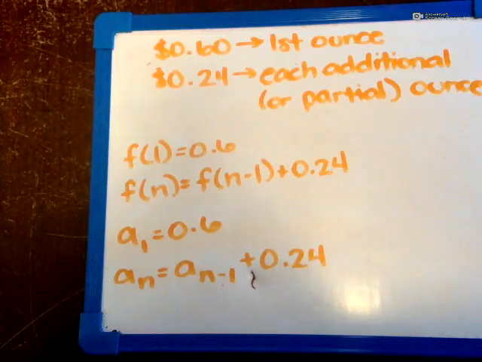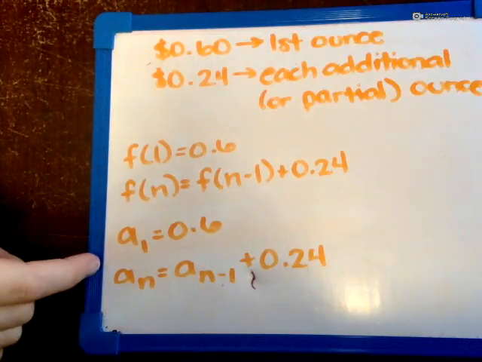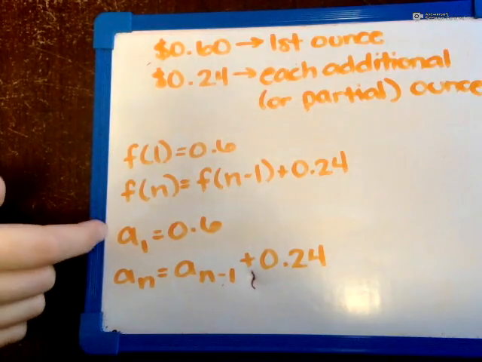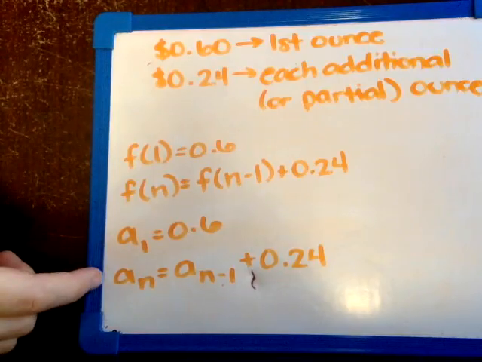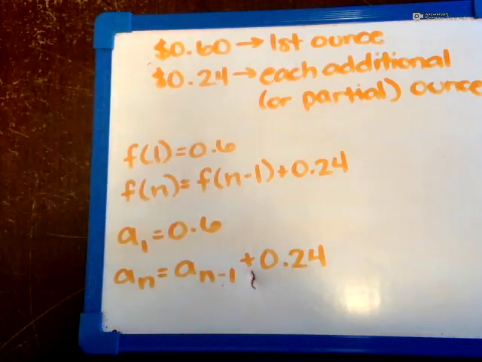So now they're just converting this over to subscript notation. So a sub 1 is equal to 0.6 and a sub n is equal to a sub n minus 1 plus 0.24. I'm still not sure where this n minus 1 is coming from. I'm very lost on that.